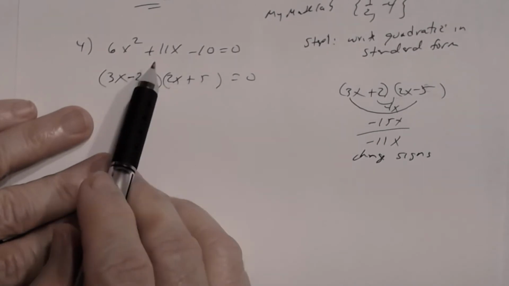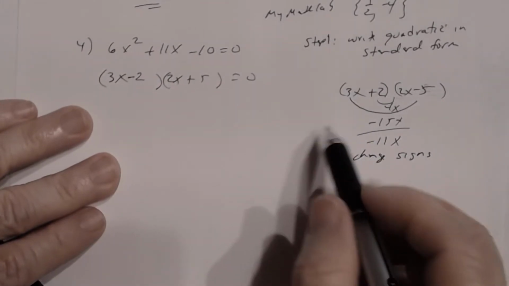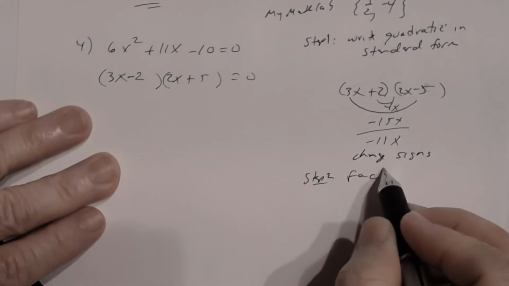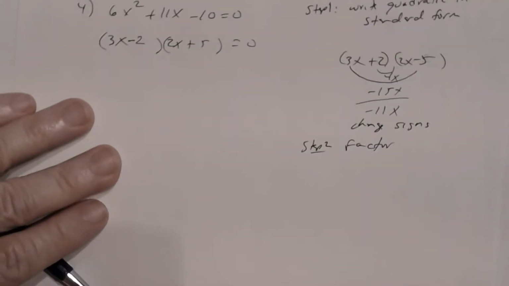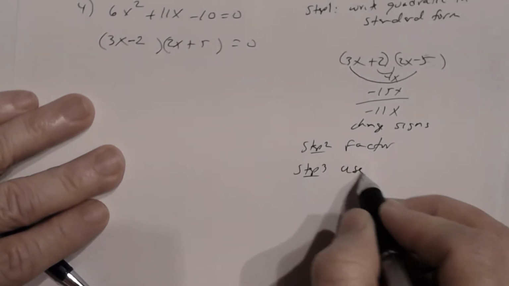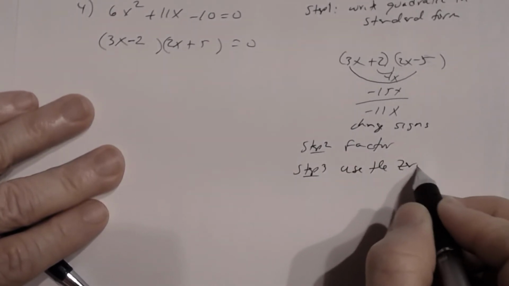Okay? So the first thing you do is to write in standard form. Then step 2 is to factor. Okay? So you're going to factor. And then step 3 is to use the zero factor property.